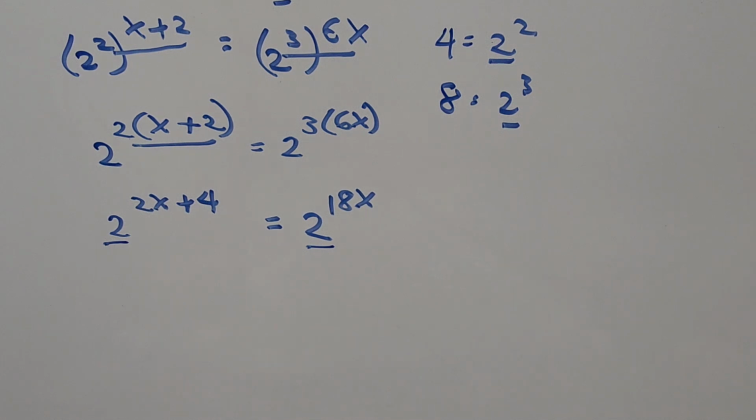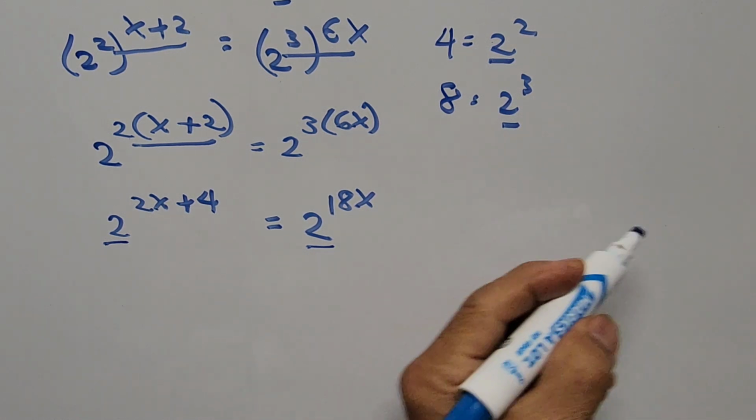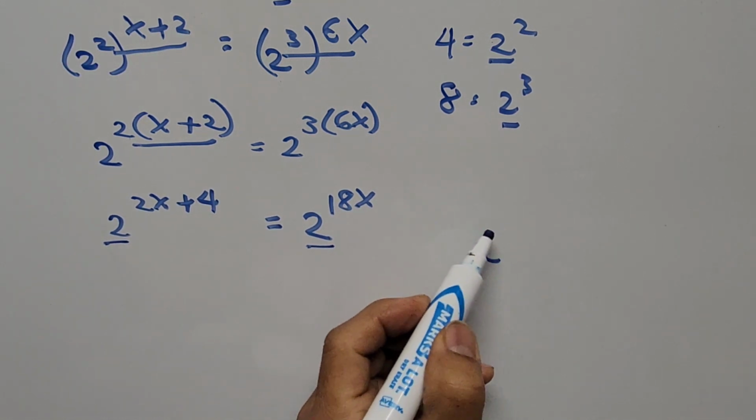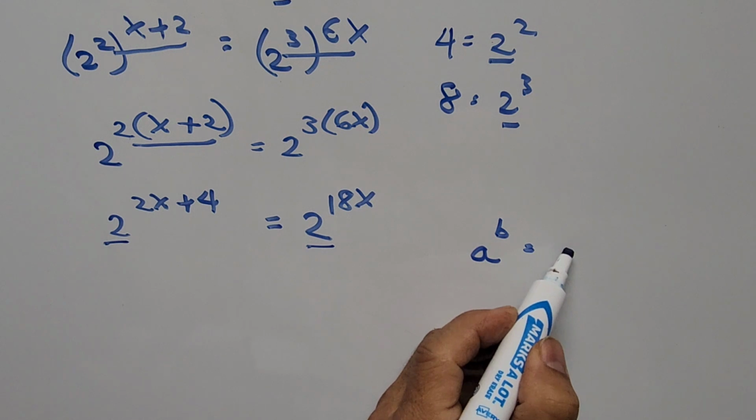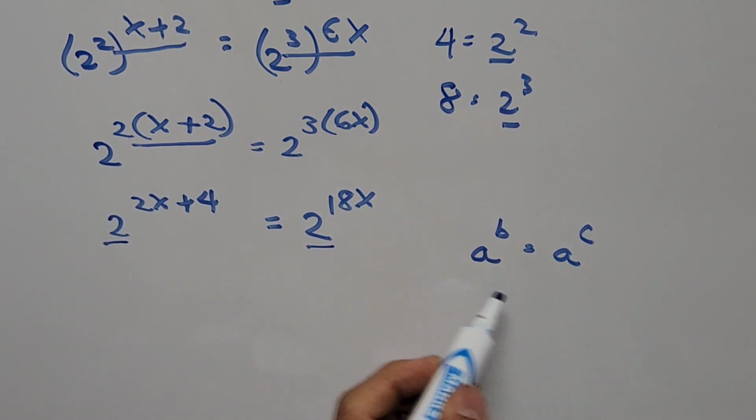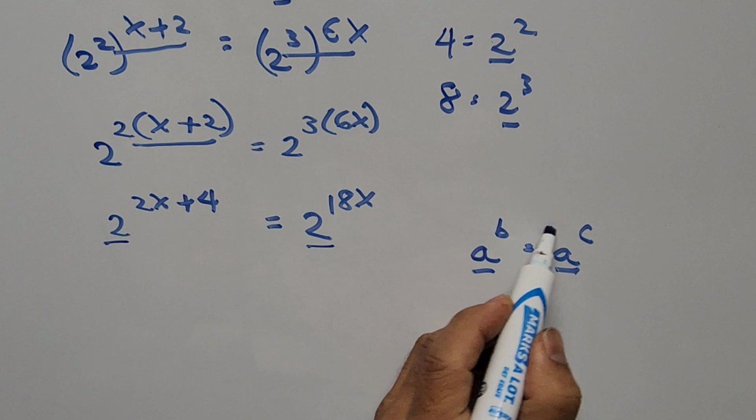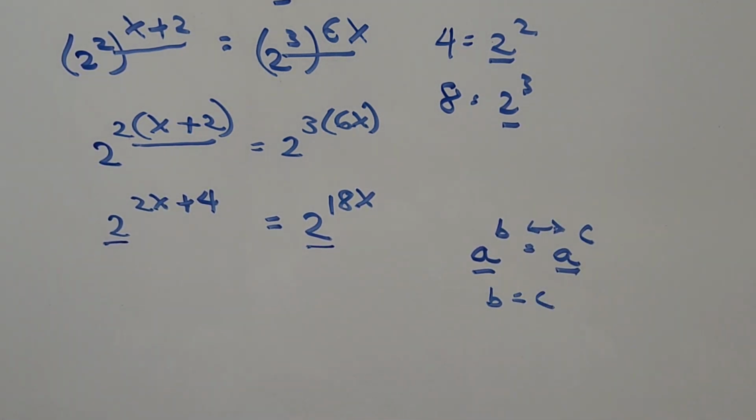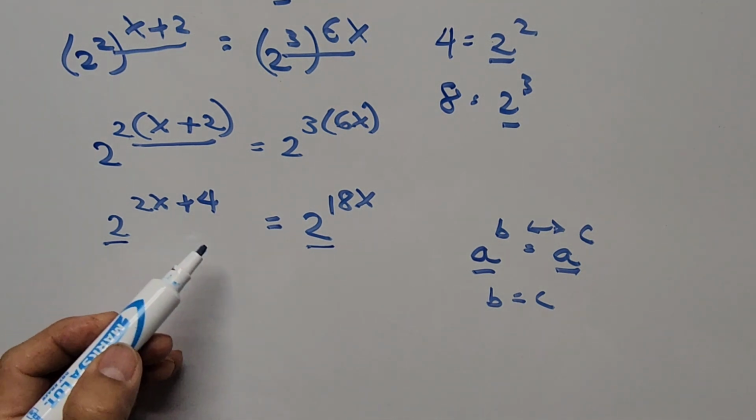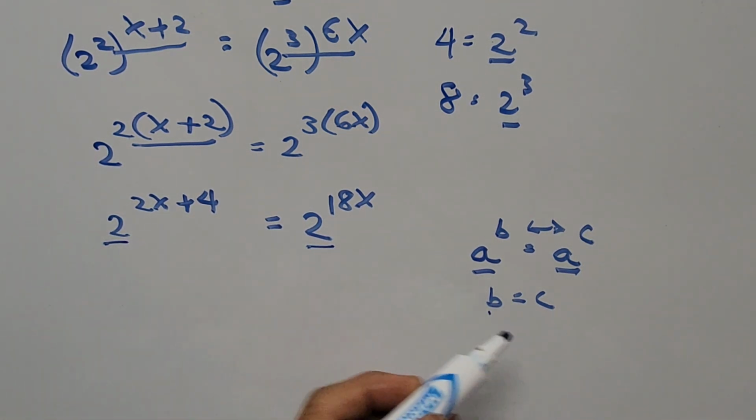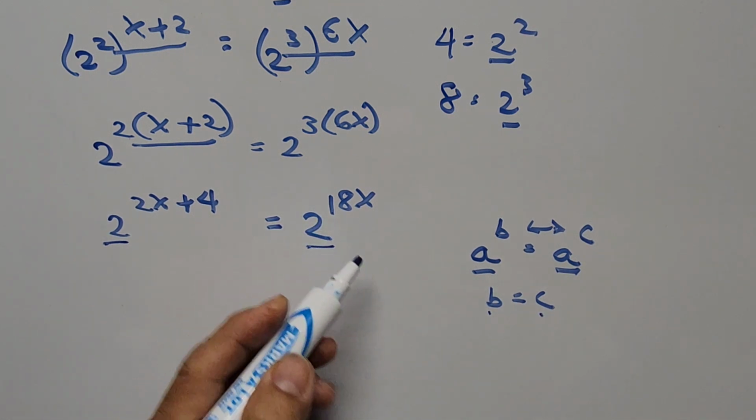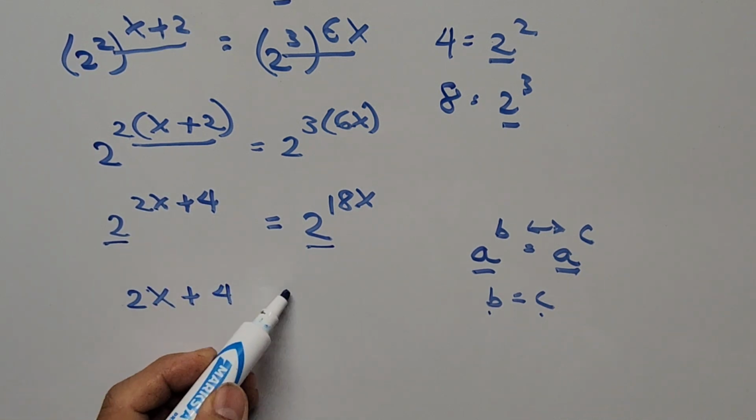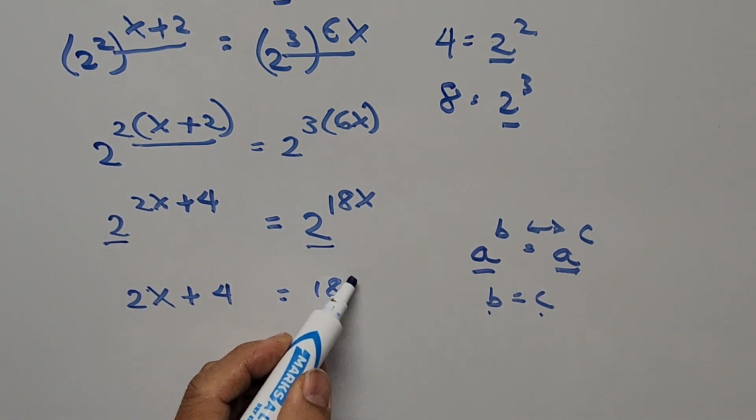So we're trying to simplify further by using the exponent formula of the same base, that is a to the exponent b is equal to a to the exponent c. The same base, we can equate the exponent. Therefore, b is equal to c. So back to our equation. So this is now b is 2x plus 4 and c is 18x. So we have now 2x plus 4 is equal to 18x.